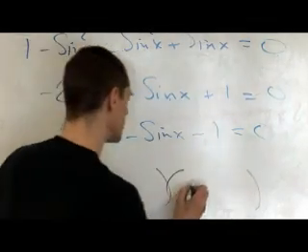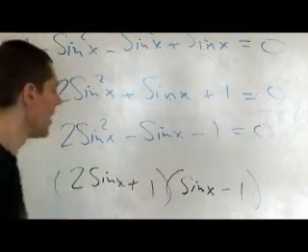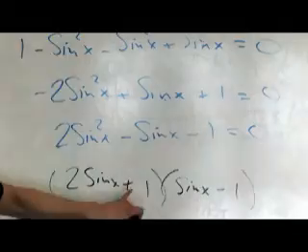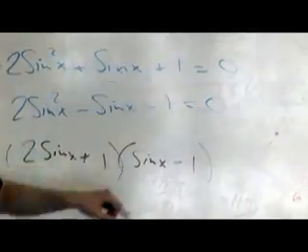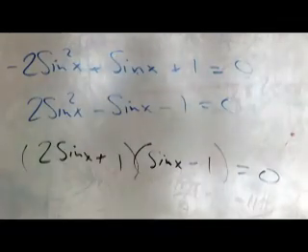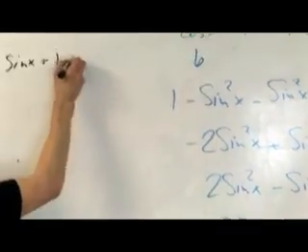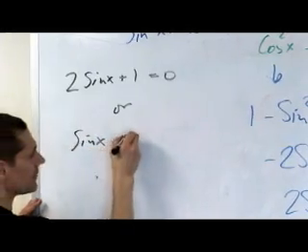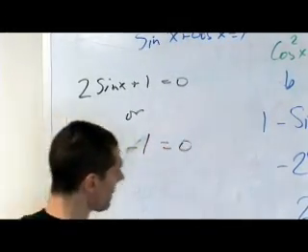So this is sine x minus 1 plus 1. Plus sine x minus 2 sine x is negative sine x. Plus 1 minus 1 is negative 1. 2 sine squared x minus sine x minus 1 equals 0. And once again, we're at the races. So we have 2 sine x plus 1 equals 0, or, oops, sorry, I'm jumping ahead in my head, sine x minus 1 equals 0.